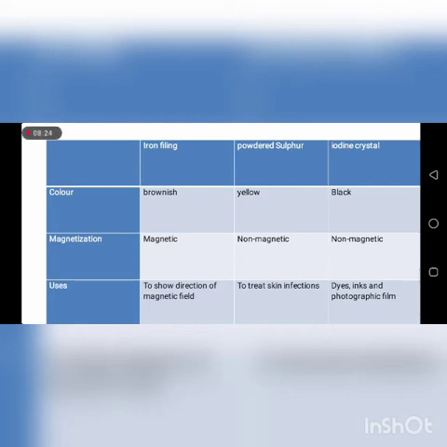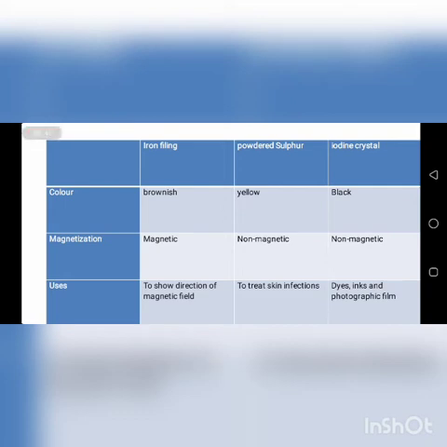We call them specimen or sample in the laboratory. The last one, we look at their uses. For iron filing, it is used to show the direction of the magnetic field, so that it is north or south. So we use it to show the direction of the magnetic field.